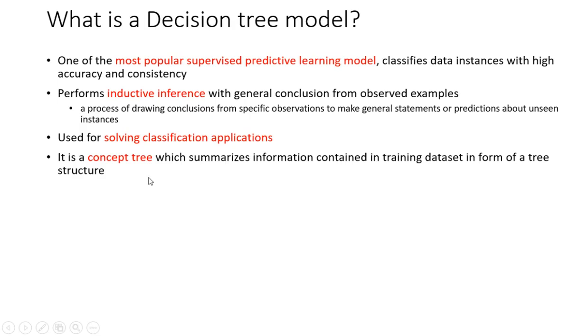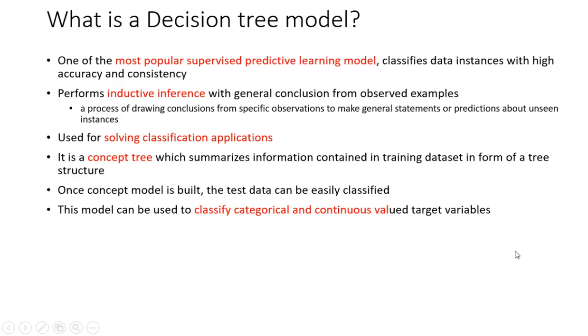It's a concept tree where we summarize the information in the training data set in the form of a tree structure. So given a training data set, which consists of various attributes, and finally you might have to do some kind of classification, the training data set we are going to transform into a tree, which we call a decision tree. Once the tree is constructed, you can use the decision tree to do the classification on the test data. So using the training data, you construct the decision tree, and once it is constructed, you can use it to classify your test data.